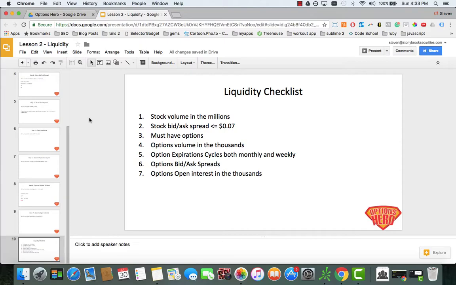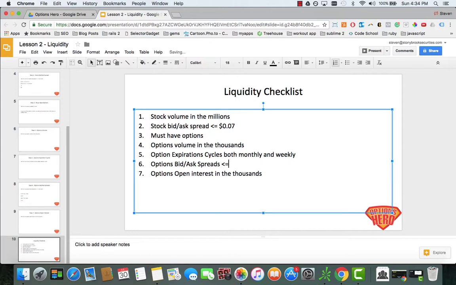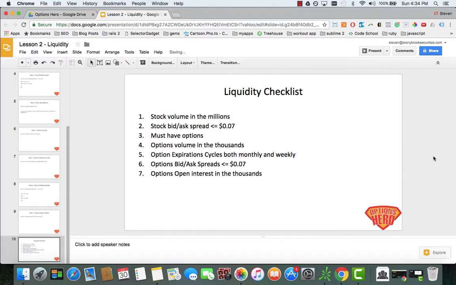This is so important. Rule number 1, the stock must have volume in the millions. Rule number 2, the stock bid-ask spread has to be less than or equal to 7 cents. It must have options. The options volume needs to be in the thousands. There need to be not only monthly expiration cycles, but there also need to be weekly expiration cycles. Remember, that shows demand. Options bid-ask spreads have to be less than or equal to 7 cents. And the last part is the open interest count at the money strikes should be in the thousands.